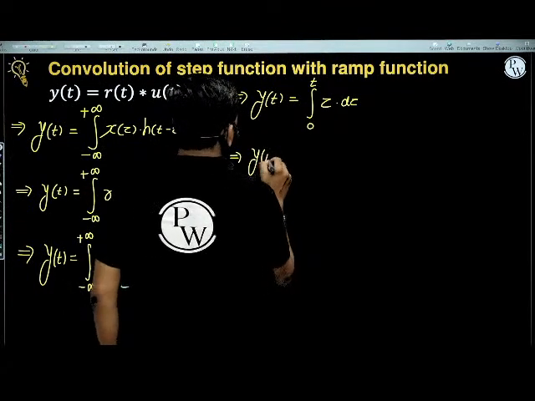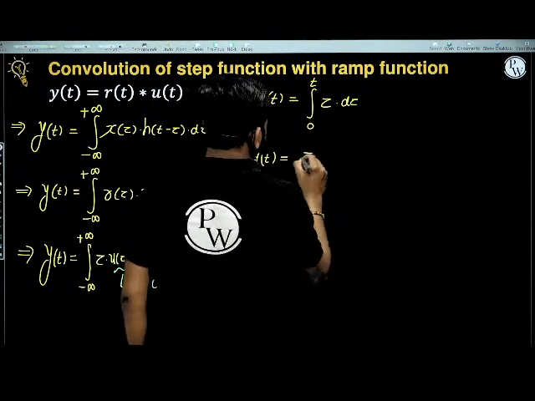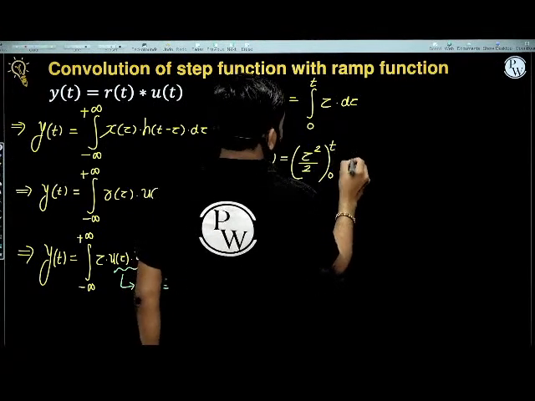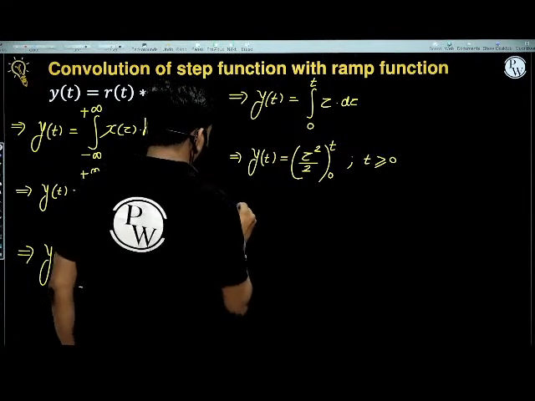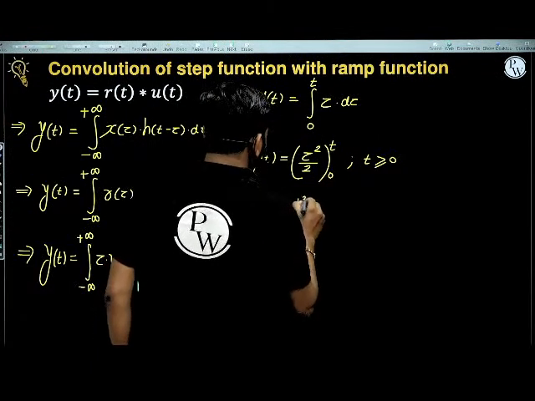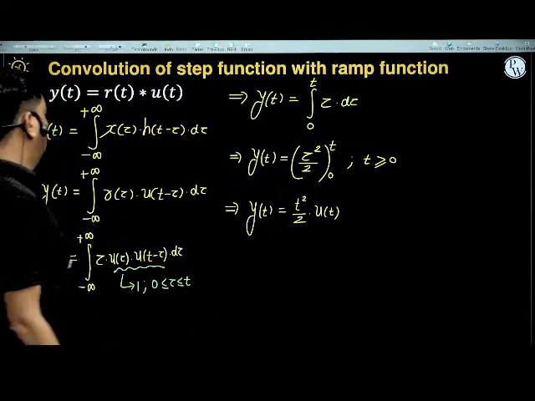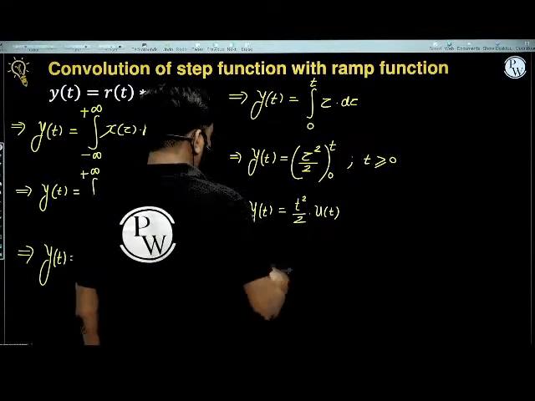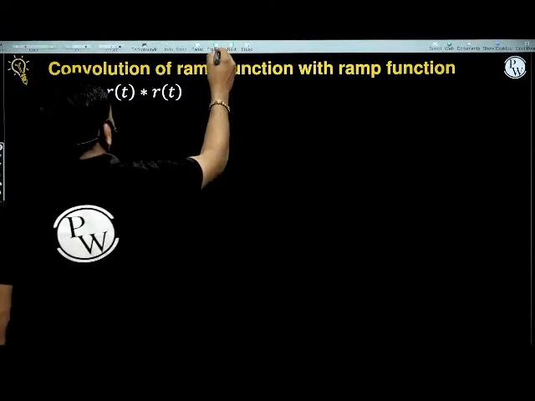So y of t is equal to tau square by 2 from 0 to t only, and both the signals are causal, so the resultant signal will also be greater than or equal to 0. So y of t, the answer is t square by 2 into u of t. So the convolution of ramp with step function is nothing but t square by 2 into u of t. This is the parabolic function, correct?